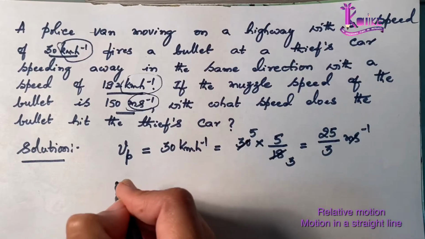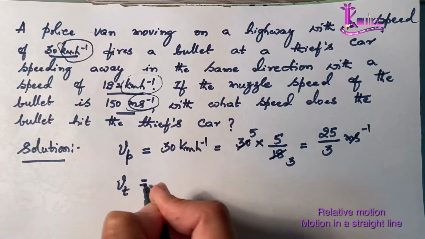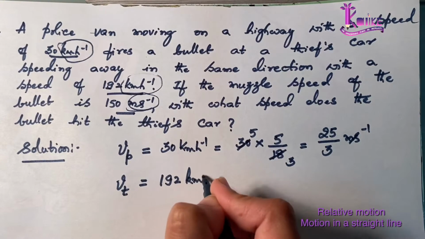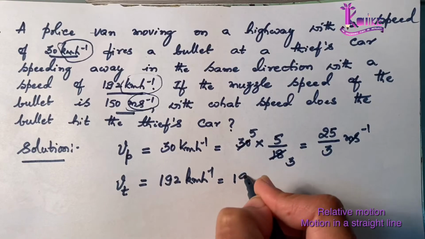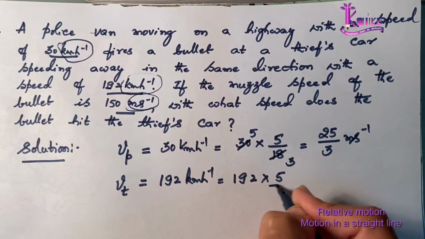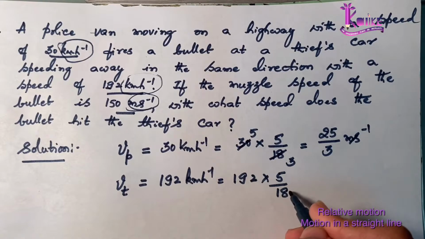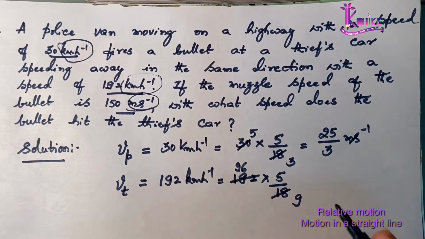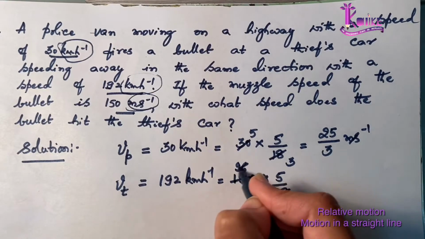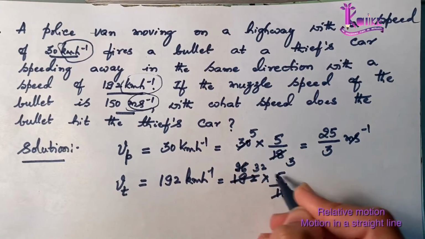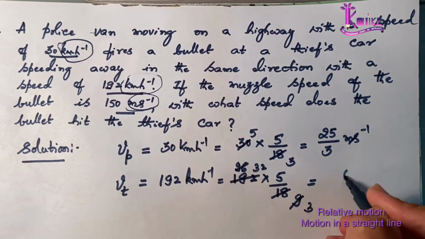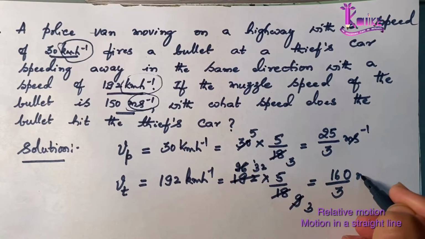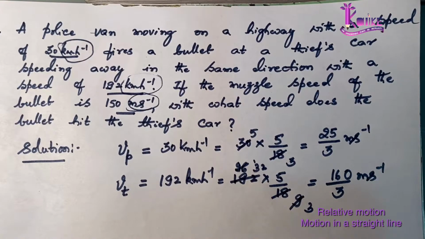meter/s. Now the thief's car is moving or speeding away at 192 km/h. So we convert this also into meter/s by multiplying it with 5/18. 2 9s are 18 and this becomes 12. 2 6s are 12. 3 3s are 9. We multiply this. 5 into 2 is 10. 5 3s are 15 plus 1, 16. So this becomes 160 divided by 3 meter/s.